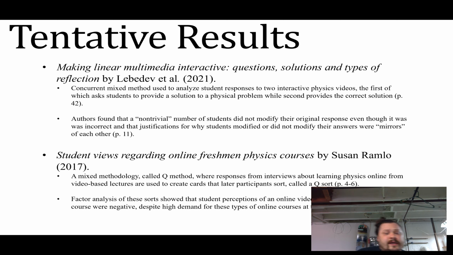So anyway, Susan Ramlow was trained in physics in her undergrad and came over to research, and has been using this. It's basically like a card sort, and then a factor analysis of the card sorts to come up with some explanations of student opinions. Sorry, not motivations. And she found that the student perceptions of online video for physics were negative, despite a high demand for these types of courses from the university. And this was pre-COVID, which I think is important to note. So anyway, I really like that one.